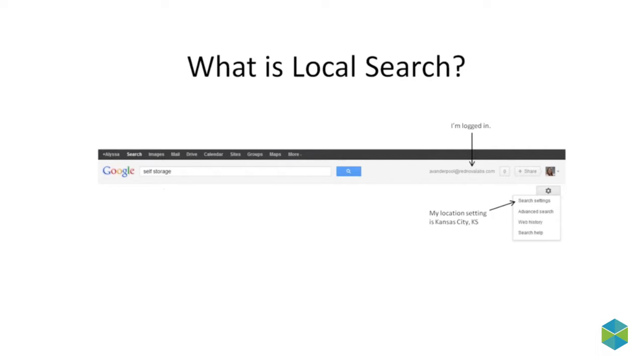But more importantly, when it comes to local search, in the upper right hand corner of the Google search page, there's also a gear button that you can click on and go into search settings, and you can see that there is a location setting in there for all Google users that is set to your location, and you can change that. My location setting is Kansas City, Kansas, and you don't have to be logged in to have this location setting set up. So that's where Google is getting information about local search results for you. It's in that location setting.